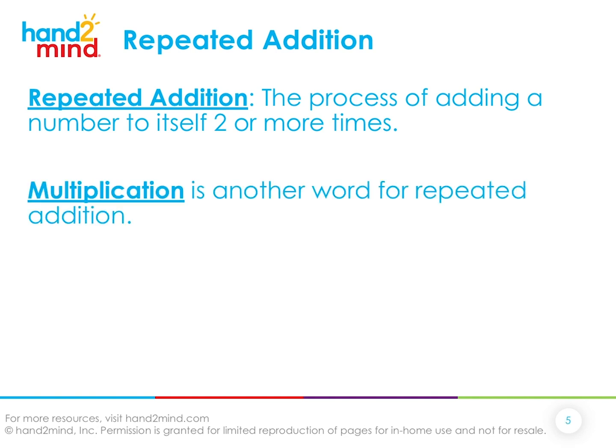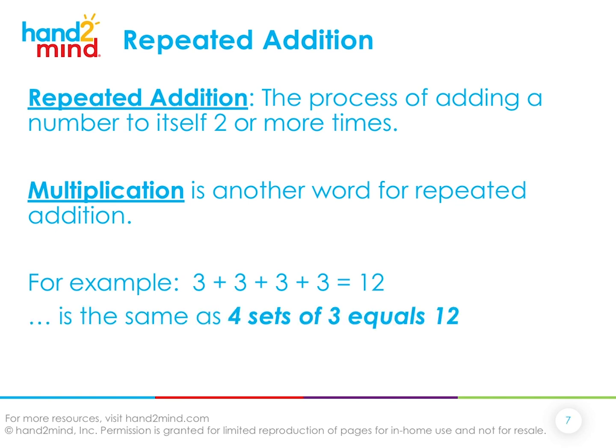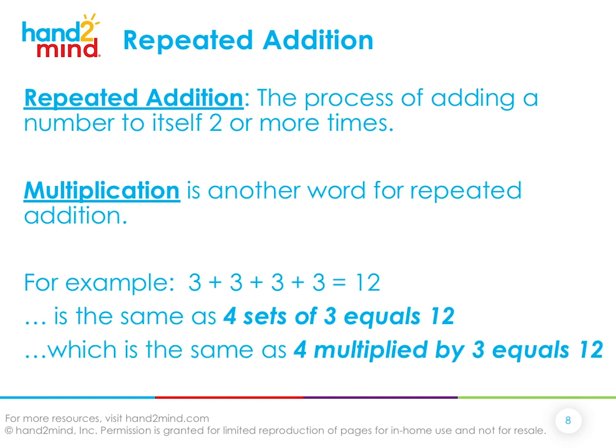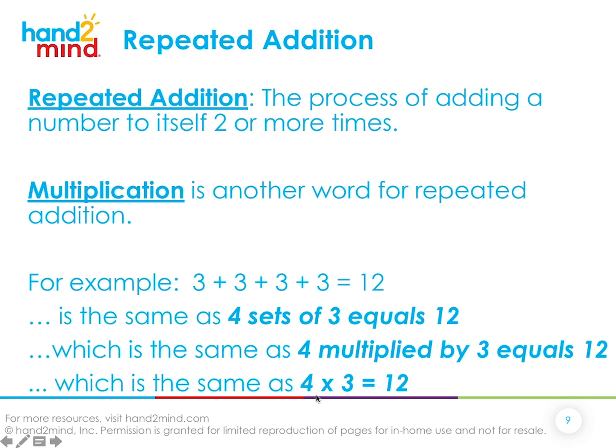Multiplication is another word for repeated addition. So, for example, in our example of repeated addition yesterday, we had 3 plus 3 plus 3 plus 3, which equaled 12. We said it's the same thing as saying 4 sets of 3 equals 12. Well, you could also then just say 4 multiplied by 3 equals 12. And if you don't want to say it and just show it, then you can have this set of numerical values: 4 times 3 equals 12. And they all mean the same thing.